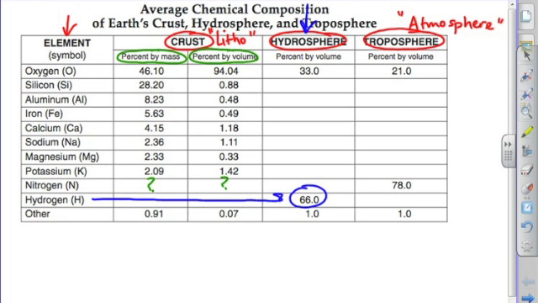For example, what percent of the Earth's crust in percent by mass is made of calcium? So percent by mass is this column, calcium is here. For that question, the answer would be 4.15%. However, if you were asked about the percent by volume of the Earth's crust that is made of calcium, you would notice the answer here would be 1.18. Let's take a look at a couple of sample questions that are related to this diagram.